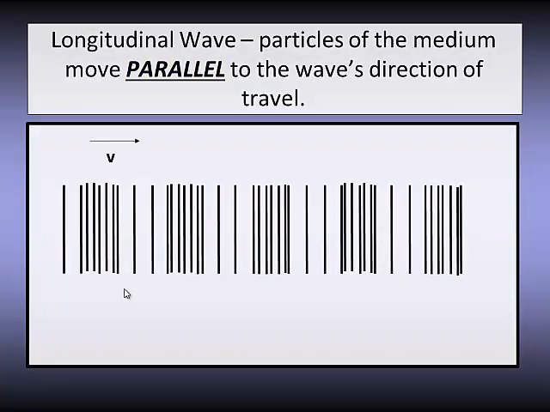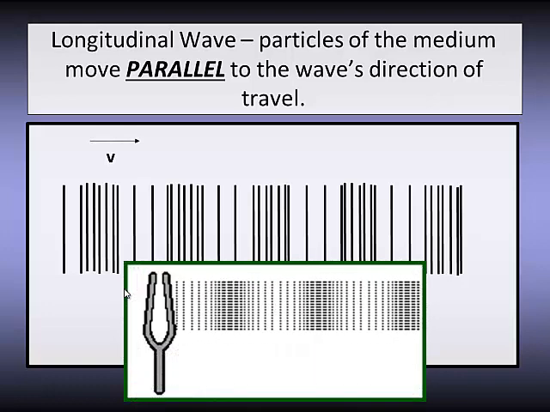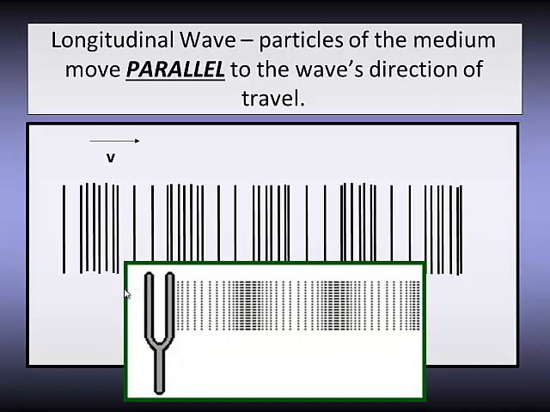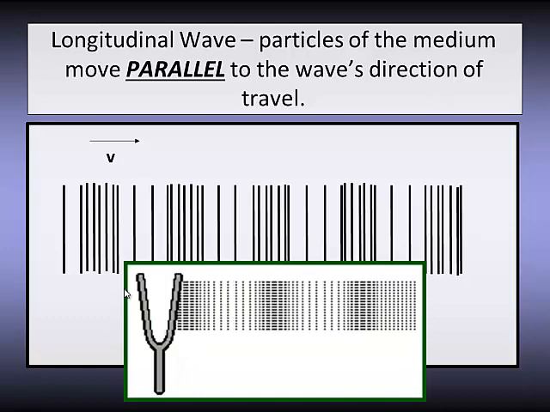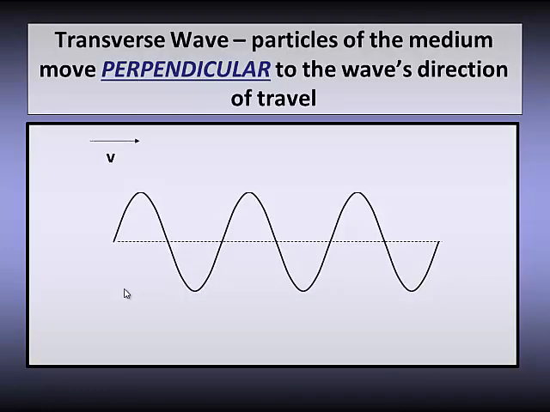Here's a longitudinal wave, velocity to the right, and you can see the vibrations are moving left and right. Nothing's moving up and down. Here's a transverse wave, the velocity is to the right, and the particles would be moving up and down.